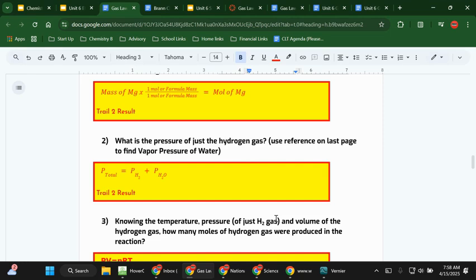For trial 2, you used a different mass of magnesium. All you need to do down here is show me the results for trial 2. Just the answer in moles. Don't need to show me the entire calculation again.